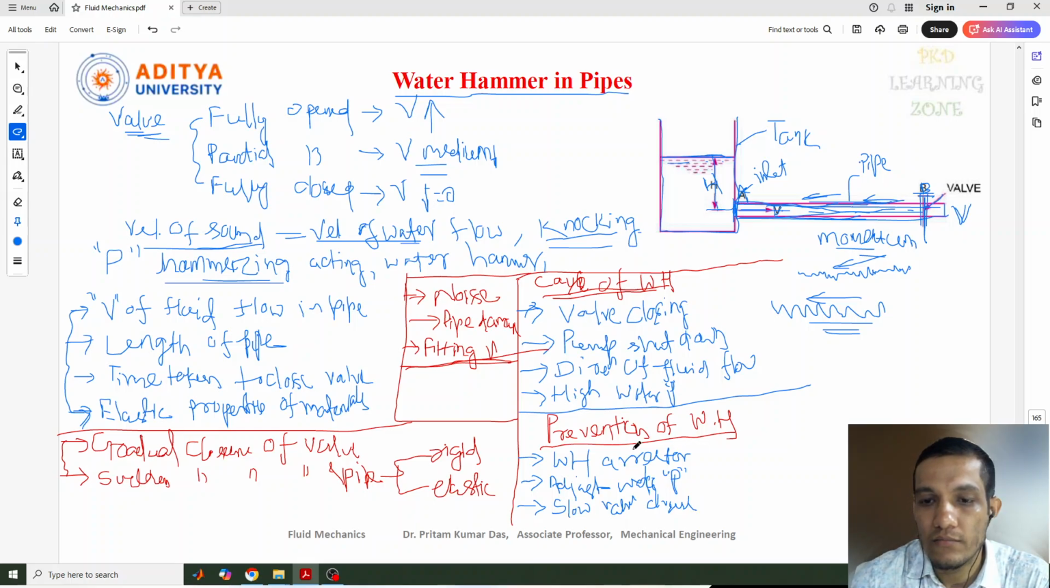These are some preventions we can follow to avoid the water hammer, because we know that due to this water hammer, these are the effects which are formed. There will be a huge noise, then the pipe can be damaged, and the fittings can be damaged, so we need to do more work. So we can avoid these things, and these are some of the causes. So this is the main theory of water hammer in pipes.